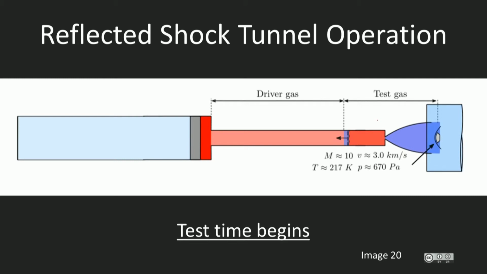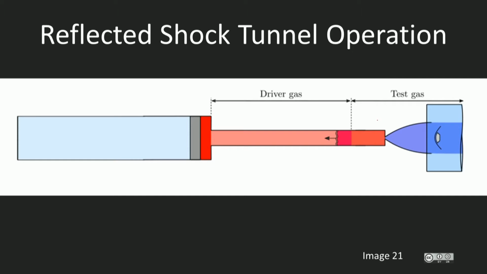So at this point, the stagnated test gas has been expanded to the required scramjet flow condition, which in this case is a velocity of about 3 kilometers per second, a temperature of 217 Kelvin, a static pressure of 670 pascals, so less than 1% of atmospheric pressure, and all this corresponds to a Mach number of 10. As the test gas starts flowing over the model, it is now experiencing simulated flight, and our experiment begins.